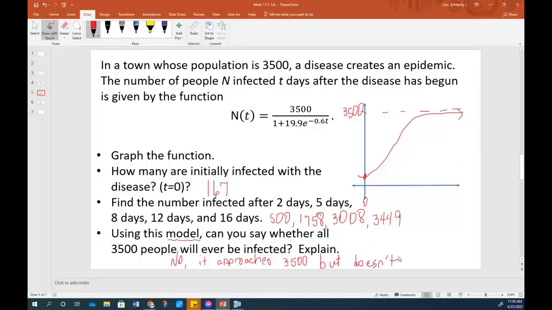Now, again, the model is not exactly like real life. Certainly we could get everybody infected, because I'm thinking about the time you get everybody but this extra 50 people, they've probably been exposed. But maybe they just don't get it. I don't know. But we're going to say it doesn't reach 3,500. Okay, so using the model, it doesn't reach it. It might in real life.